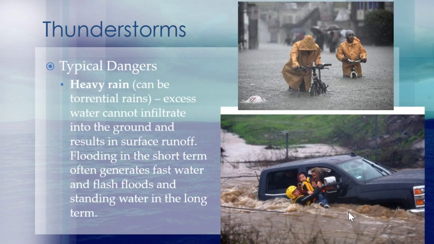The next thing, of course, is the obvious thing, and that is heavy rain. A lot of times for us, it's going to be torrential rains. Essentially, whether the ground is impermeable like concrete or already saturated, the excess water can't infiltrate into the ground, and it results in excess surface runoff, and you get flooding in the short term that often generates fast water.